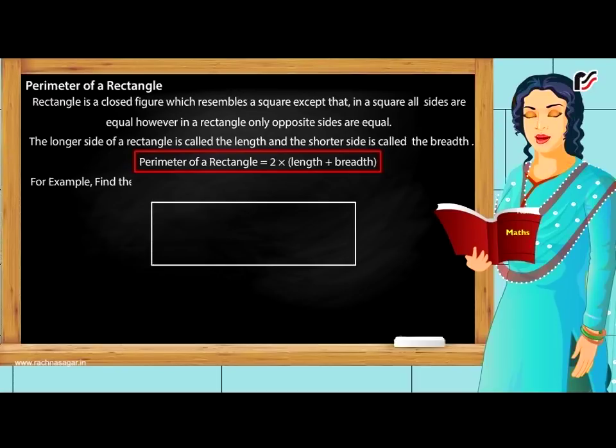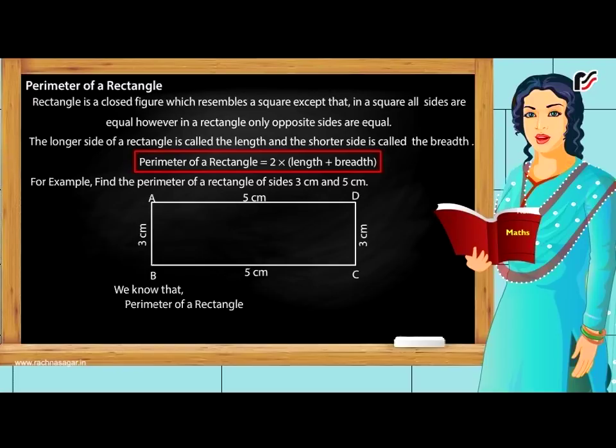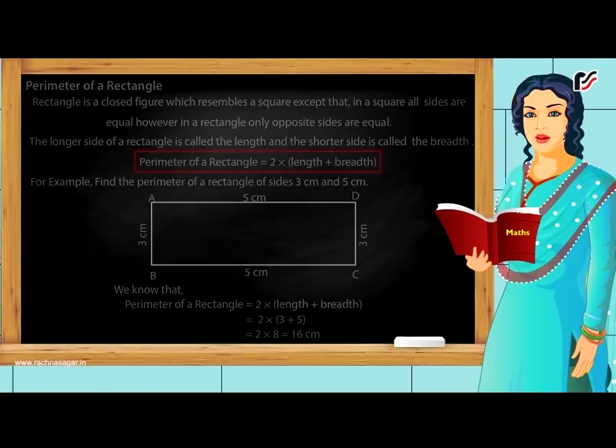For example, find the perimeter of a rectangle of sides 3 cm and 5 cm. We know that perimeter of a rectangle is equal to 2 into length plus breadth. 2 into 3 plus 5. 2 into 8 is equal to 16 cm.